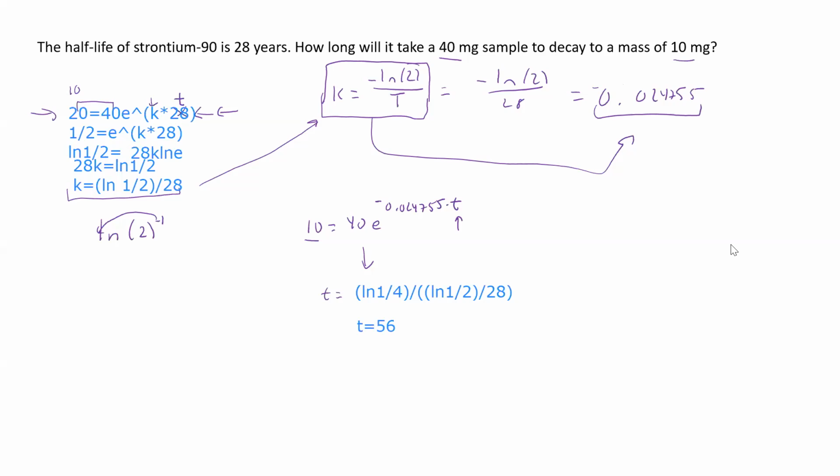Yep, that looks good. So it takes 56 years to do it. And on this one, this is kind of a special case because half-life is 28 years. So half of 40 gets us down to the 20, and then 10 is half of that one. So then that's another half-life. So really it's the 28 times 2, which is 56.